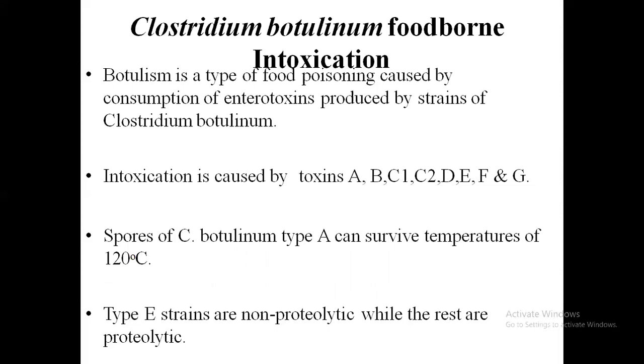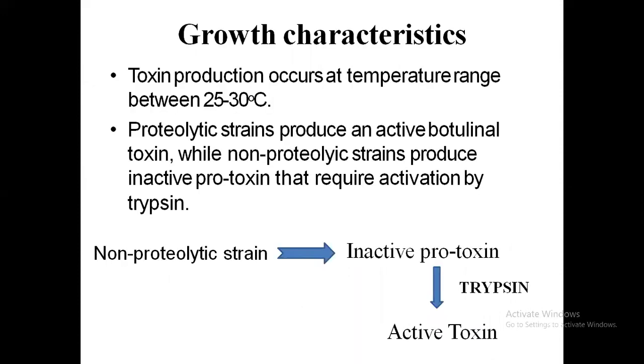The next is Clostridium botulinum foodborne intoxication. This also, as I told, is a very important thing. It causes a lot of complications. It is caused by Clostridium botulinum enterotoxins. It has different strains: A, B, C, D, E, F, and G. They can sustain up to 120 degrees Celsius. Type E strains are non-proteolytic, while the rest are all proteolytic, meaning protease enzymes can break down protein.